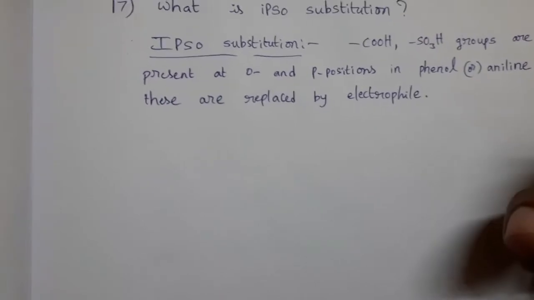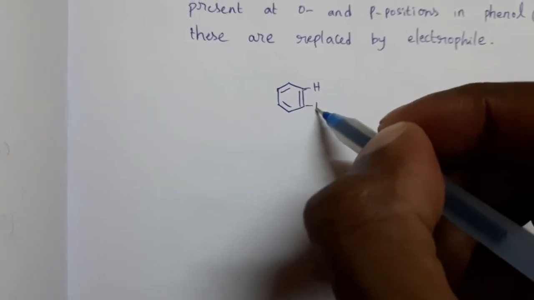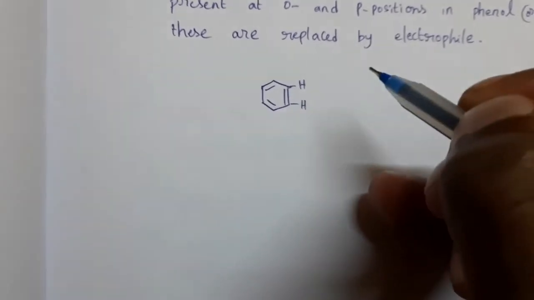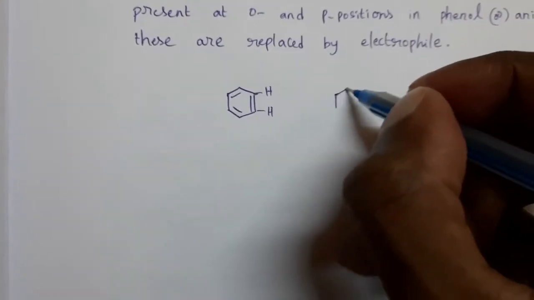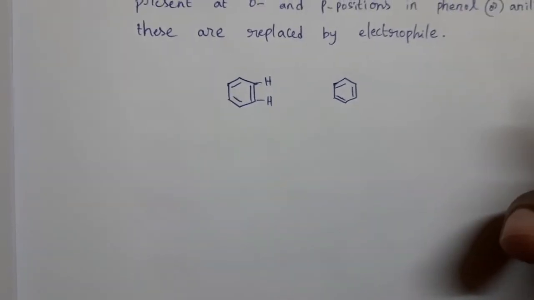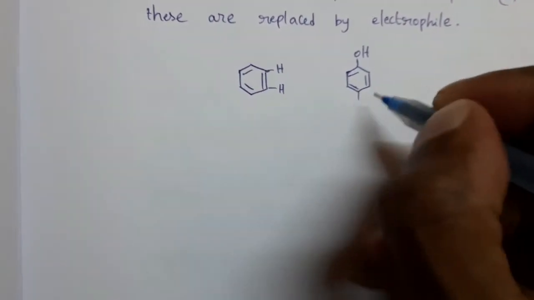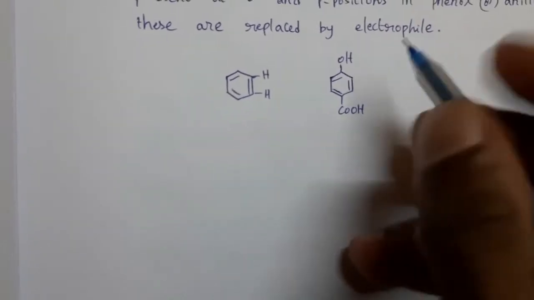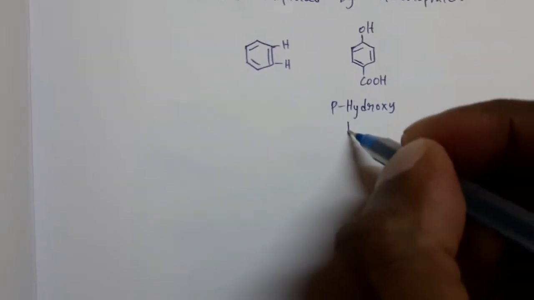See this, generally in normal electrophilic substitution reaction in aromatic compounds, these hydrogen atoms are replaced by any other substituent and form products. But in this case, a substituent present on the benzene ring is replaced by other substituent. Example, phenol having COOH. Its name is para-hydroxy benzoic acid.